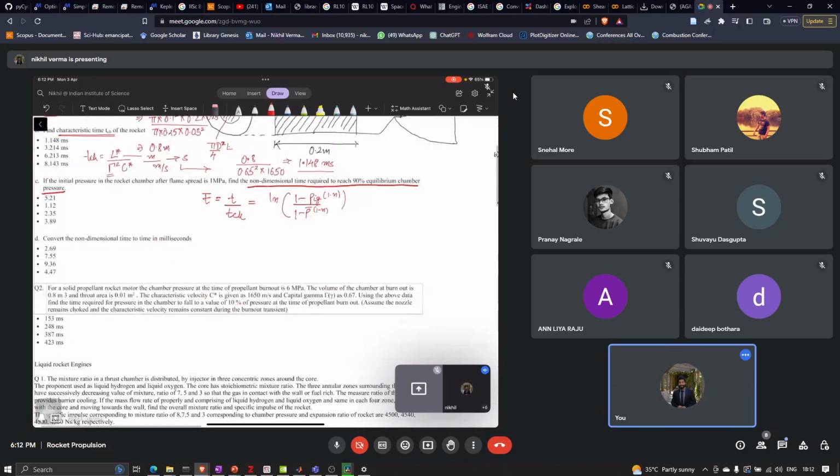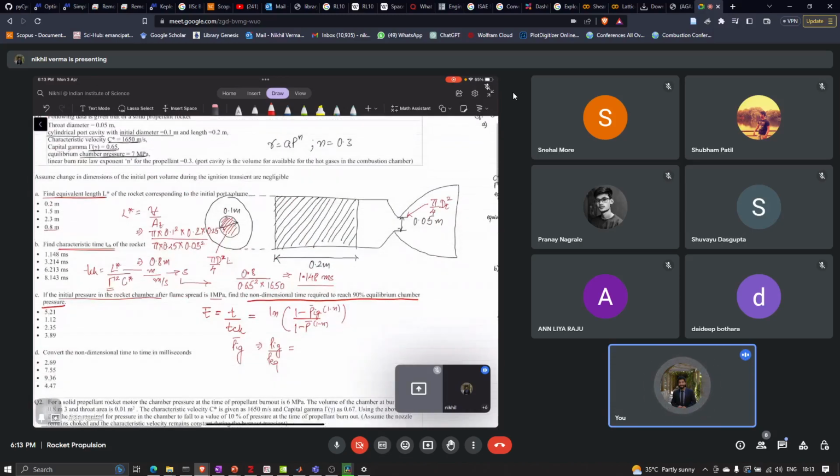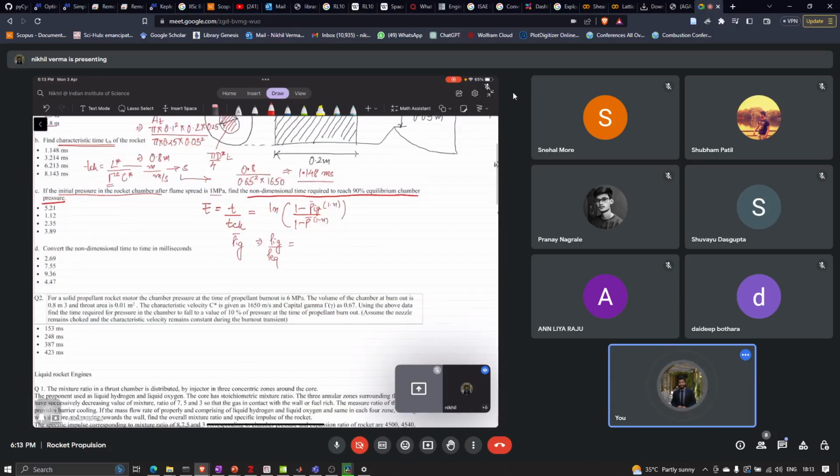So P ignition, it is given that the initial pressure of the rocket chamber after flame spreads is 1 megapascal. So P ignition is given as the pressure at the ignition point divided by the P equilibrium. P equilibrium is given in the problem, which is 7 megapascals. So this will be 1 divided by 7. Similarly, P bar is what we want to calculate.